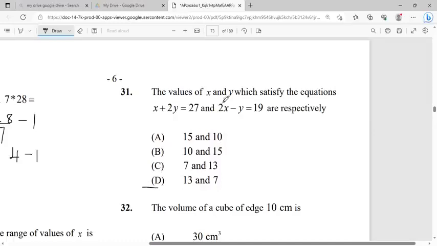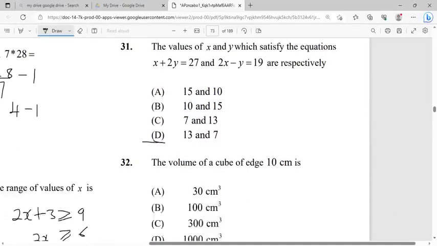Let me check again for that one here now. 2 times 13 is 26. 26 minus 7. Yeah, it's D. I didn't have to work it out, guys. I could just plug in the numbers and see which one of them it satisfies.